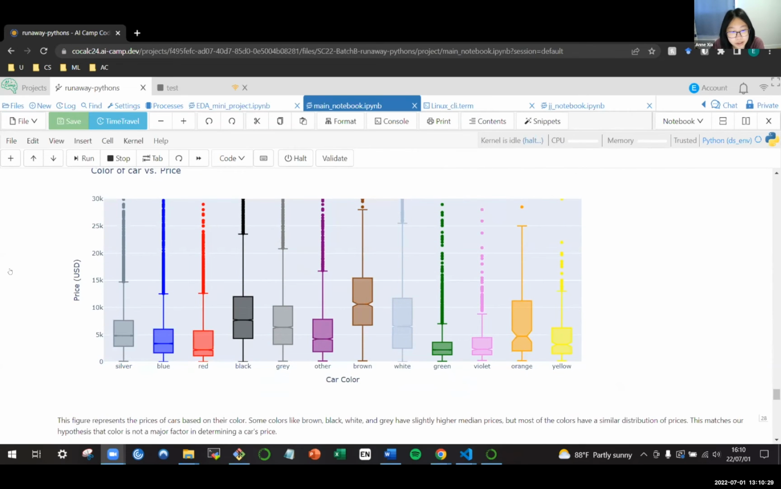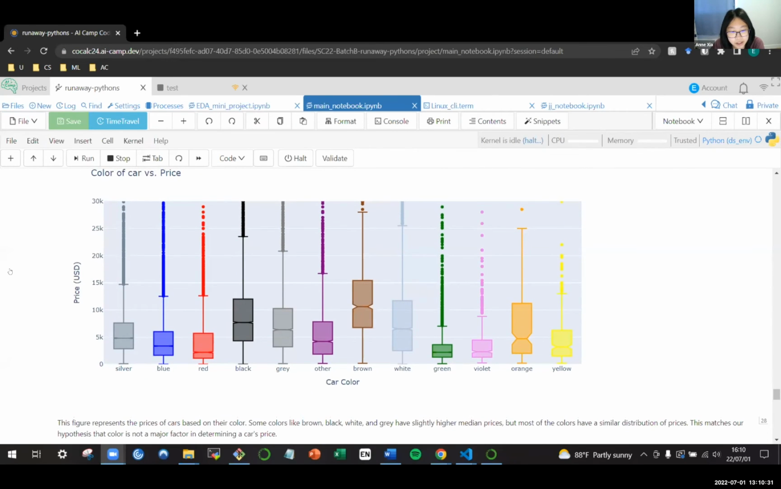This figure represents the prices of cars based on their color. Some colors like brown, black, white, and gray have slightly higher median prices, but most of the colors have a similar distribution of prices. This matches our hypothesis that color is not a major factor in determining a car's price.